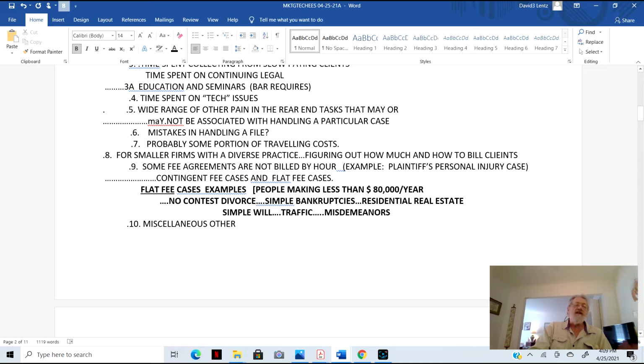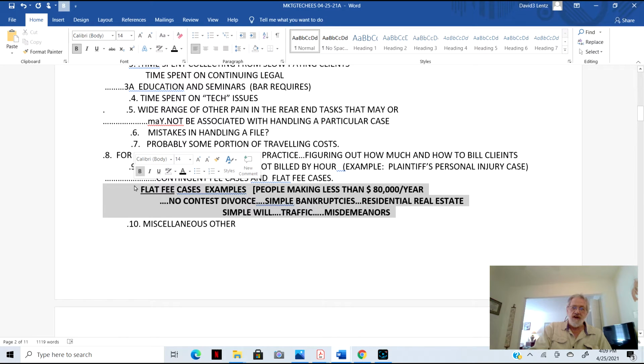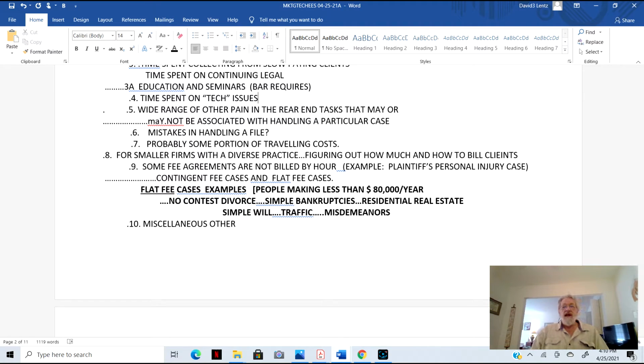This is a huge section for the small-time lawyer. When I say small firm lawyers that represent the general public in close to what I would call the old-fashioned general practice, so much of their time, maybe 80% of their time, is not spent charging by the hour. It's charging on these flat fee cases. And normally the fees involved for these types of cases are less than $1,000 typically.